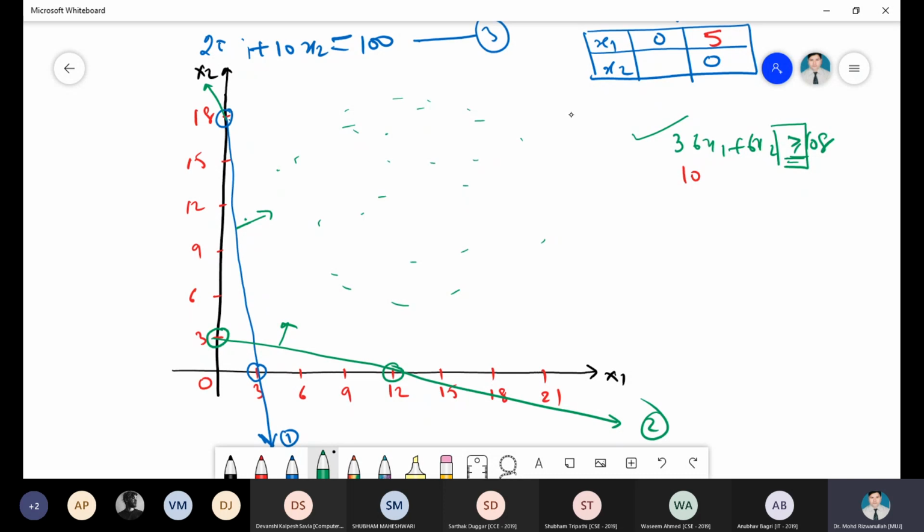Similarly, what is this here? This is 20x1, no? 20x1. So this will be 0. So this will be 5.